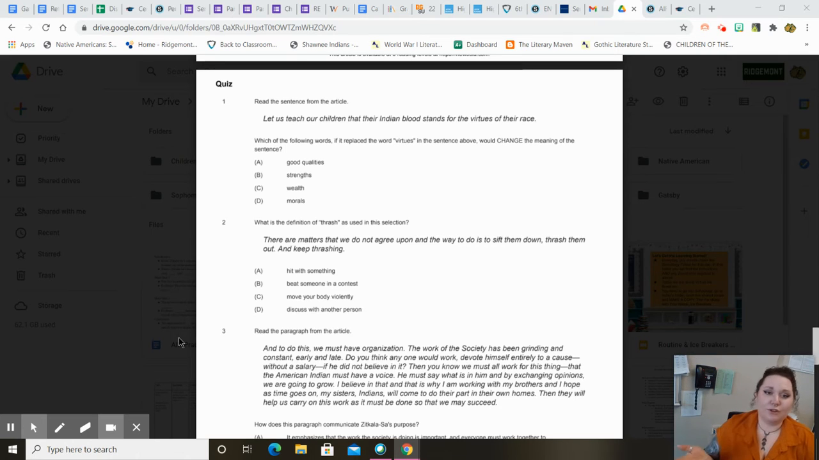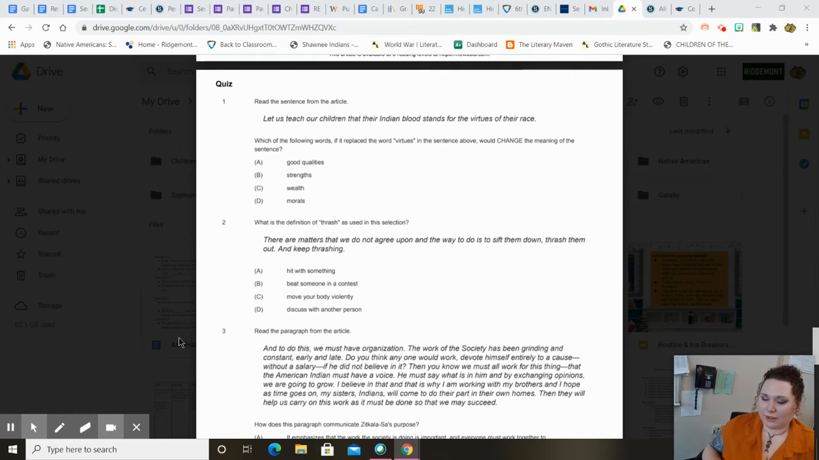So the first thing with that is reading the questions and knowing where you need to pause in your reading to have those annotations. The first question is going to ask you to look at the sentence, "Let us teach our children that their Indian blood stands for the virtues of their race." And then, which of the following words, if it replaced the word virtues in the sentence above, would change the meaning of the sentence? Another big part of passing this test is understanding what in the world they're asking you in the first place.